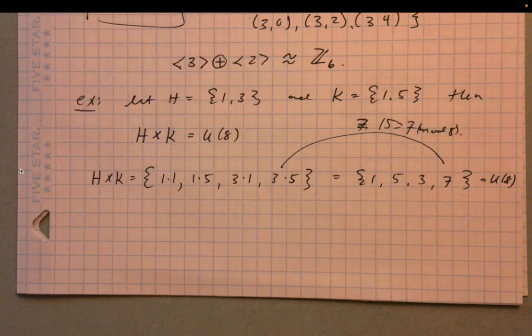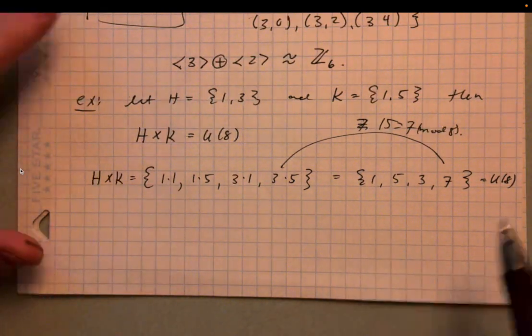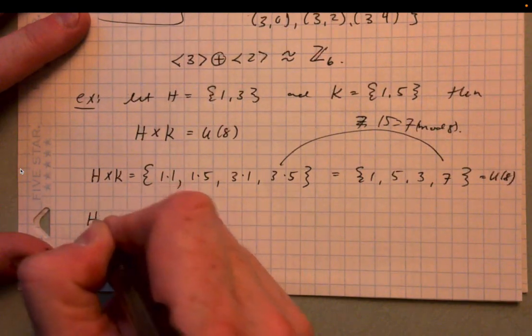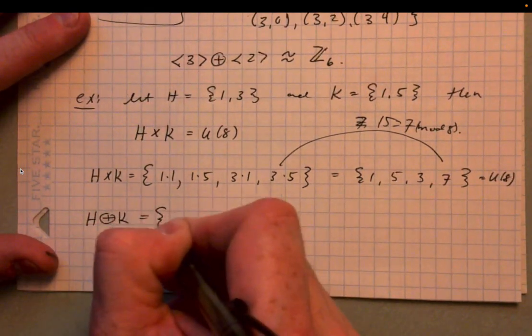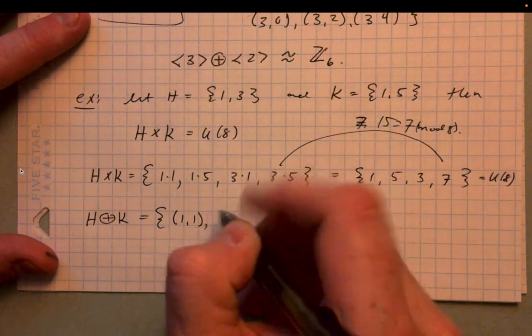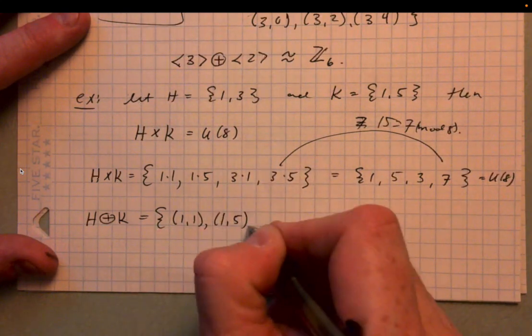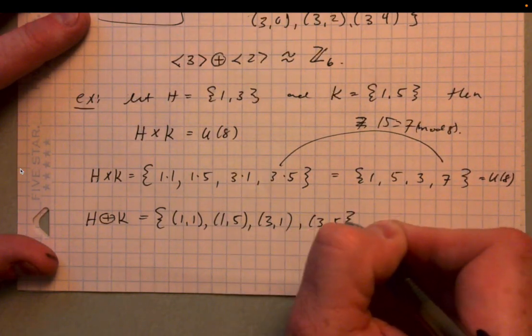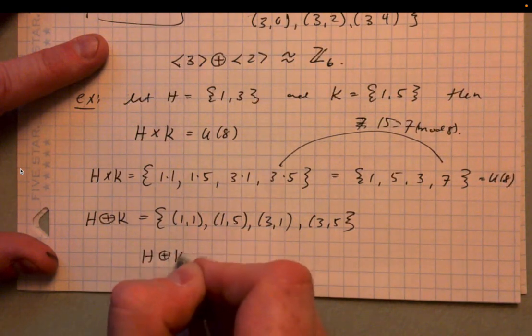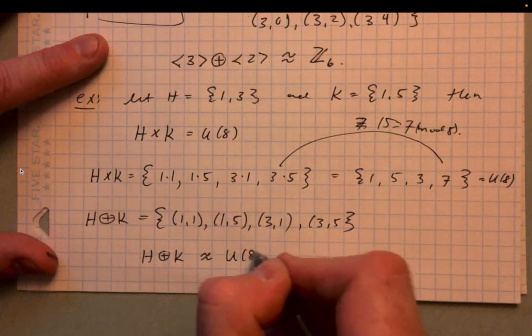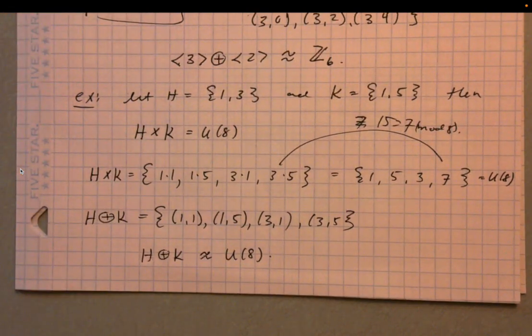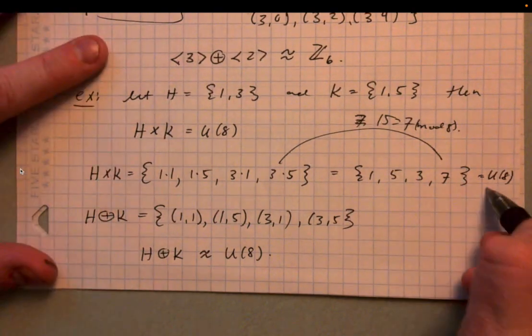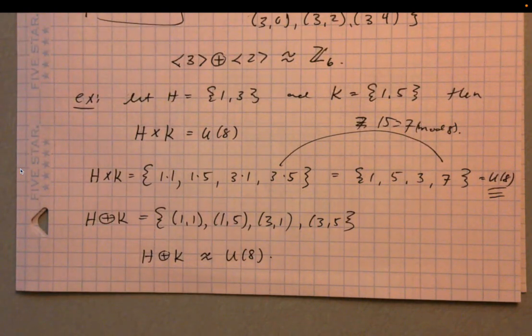Right, and again, you could do the same thing using the external direct product idea. So the external direct product would look like this. You'd have 1, 1, 1, 5, 3, 1, and 3, 5. And this guy here is isomorphic to U8. Okay. So one is an internal direct product, one is an external direct product. The two are isomorphic to each other and ultimately to the group of interest here, which is U8.